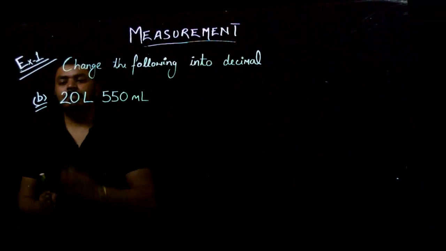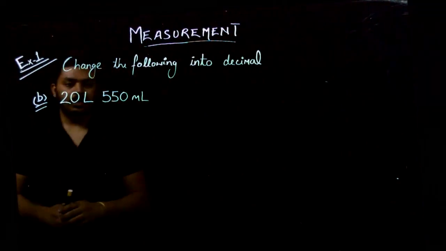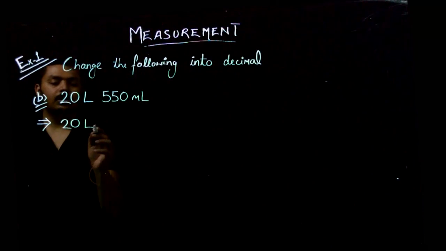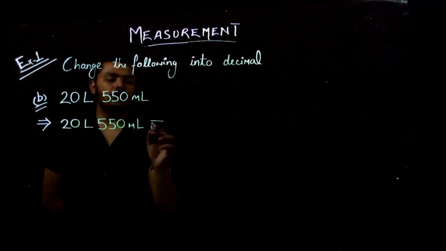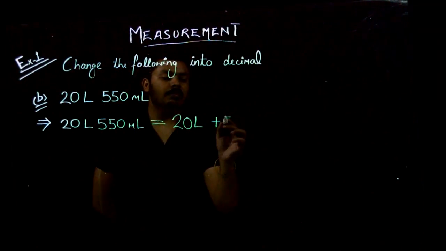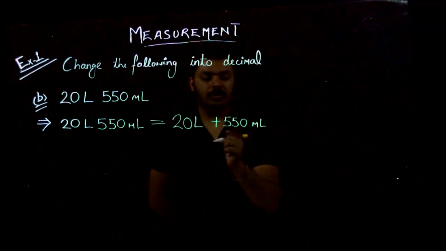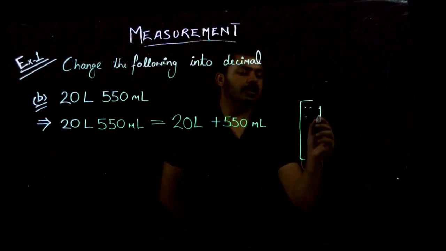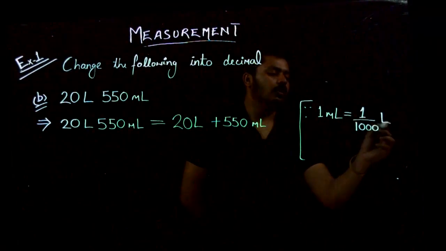Okay students, now let's see part B of example number 1, 20 liter and 550 milliliters. So now let's write 20 liter 550 milliliter. This can also be written as 20 liter plus 550 milliliter. Now we need to convert milliliter also into liters. So 1 milliliter is equal to 1 upon 1000 liter.